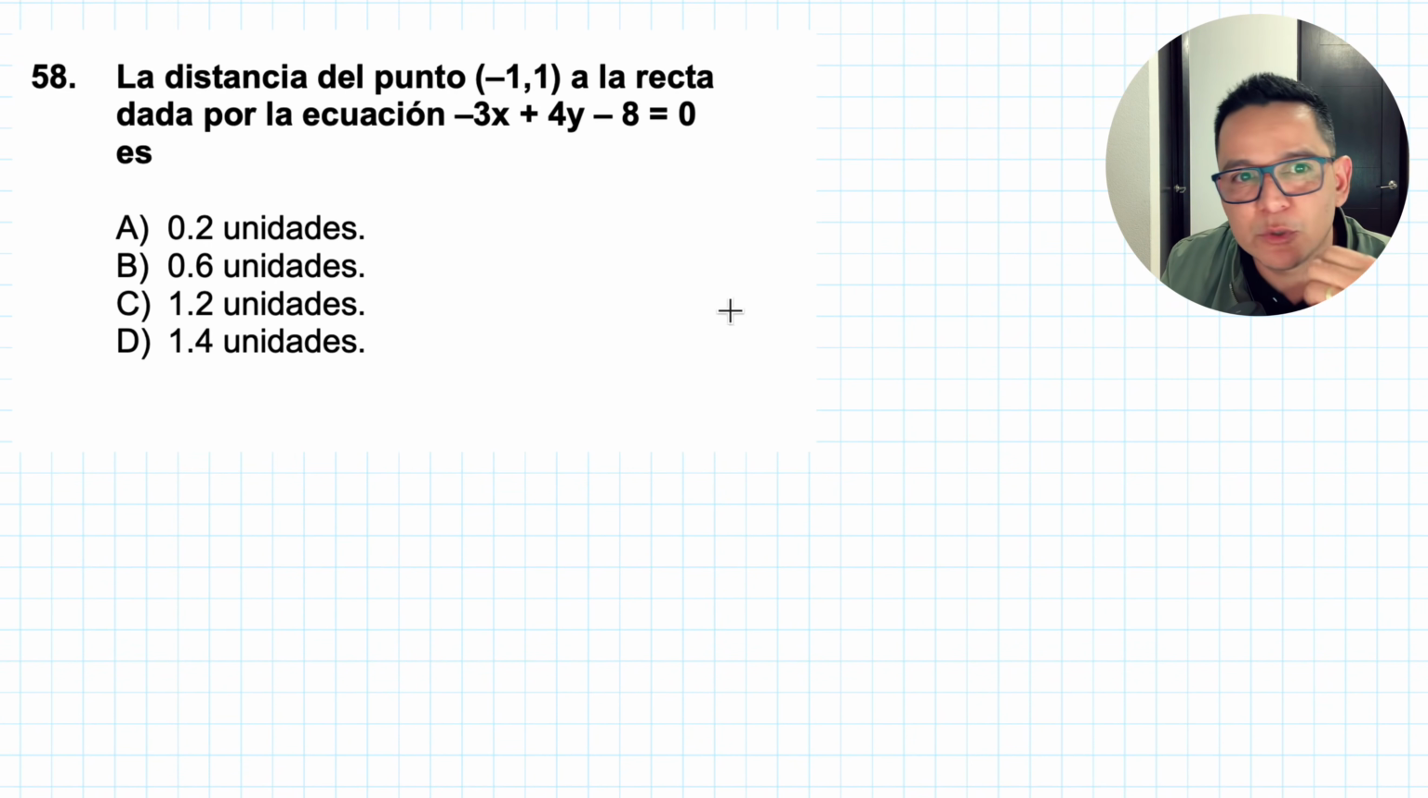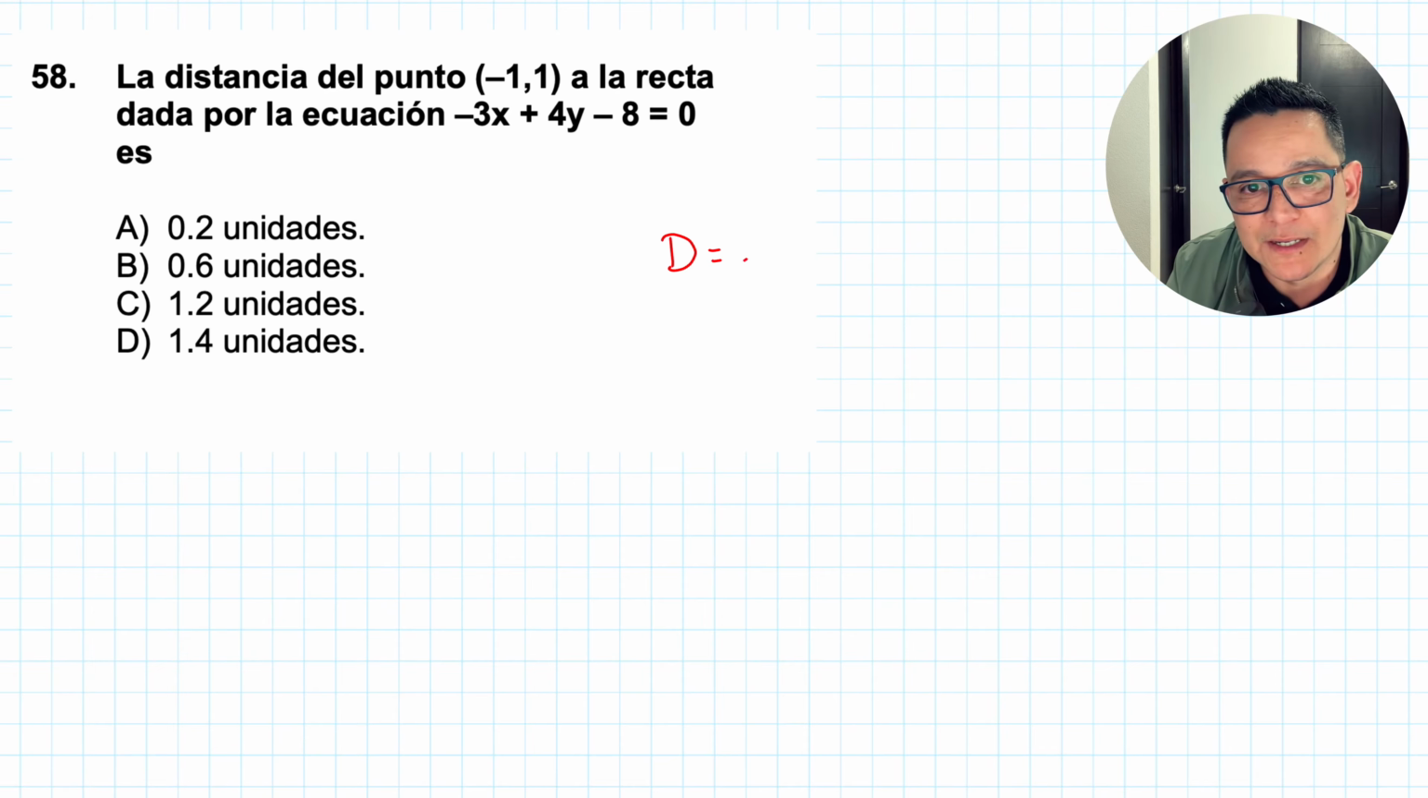Let's do exercise 58. Find the distance from the point -1, 1, to the line -3x plus 4y minus 8 equals 0. For example, this one. In this case, you absolutely have to remember a formula here. I'll write it down for you, but it's important that you know it by heart.